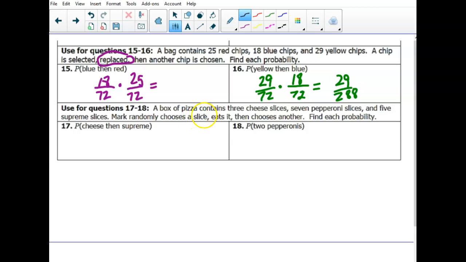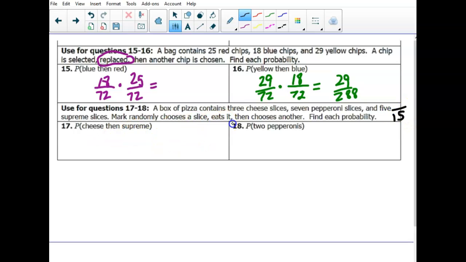A box of cheese contains... This seems like it's not with replacement already, guys. If you have pizza, do you ever put the piece back? I hope not. A box of pizza contains 3 cheese slices, 7 pepperoni slices, and 5 supreme slices. So how many slices are there? 3 and 7 and 5 is 15. Did I add right? Okay, 15 slices.